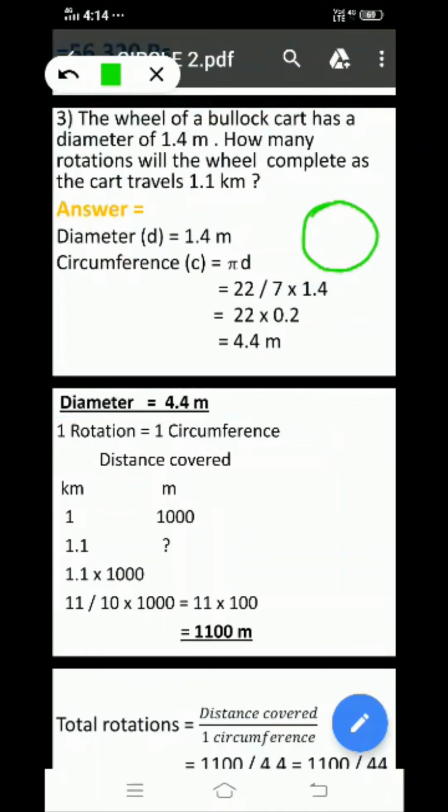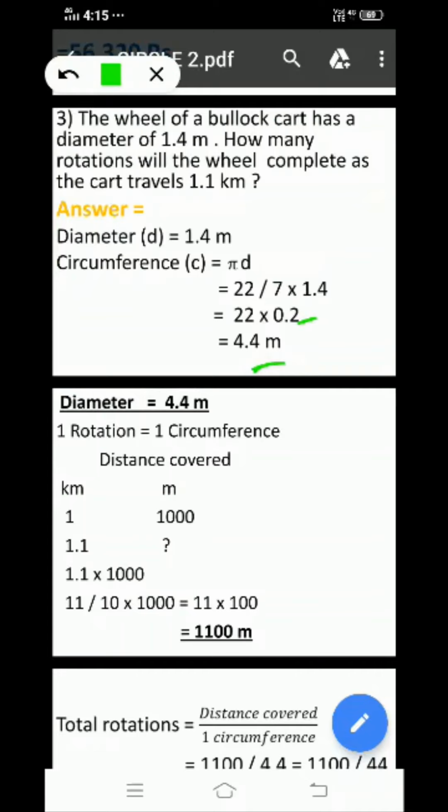For that you have to find out the circumference. First you have to find out the circumference. Circumference is equal to pi d. You can use 2 pi r or you can use pi d, anything you can use. Now pi is 22/7 multiplied by 1.4. If you divide 1.4 by 7, then you will get 0.2, and the answer will be 4.4. Here the decimal point is after one digit, so in the answer also you have to put the decimal point after one digit. Means your circumference is 4.4 meter.